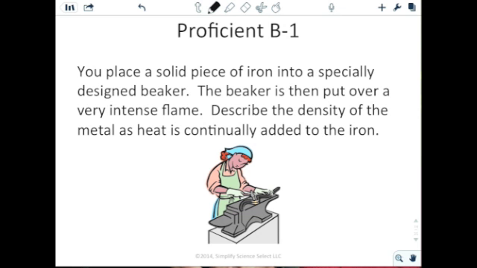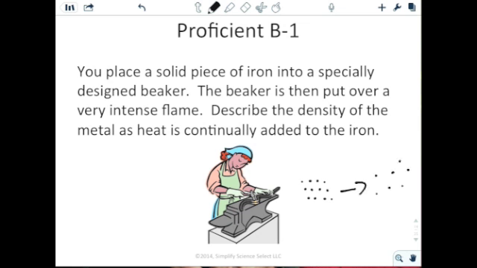Okay, so basically as we increase the heat of the metal, it'll decrease the density of the iron, and so the density will become smaller. The particles are really compact in the solid, moving to a liquid where it's a little bit more spread out.